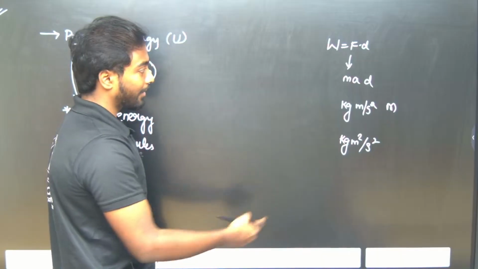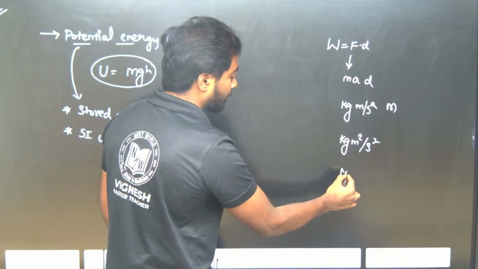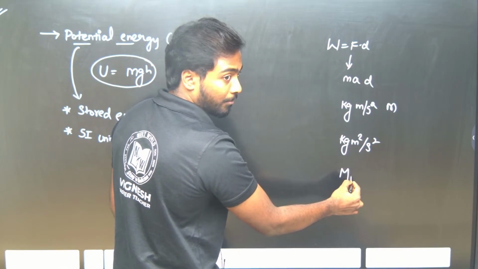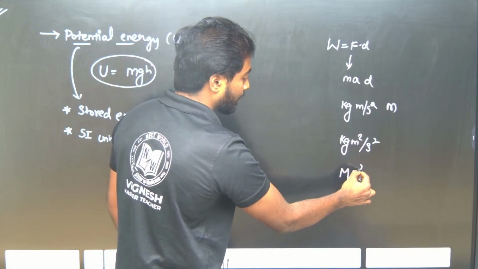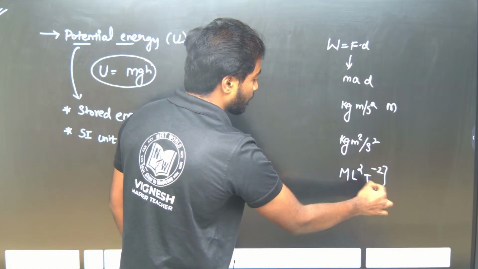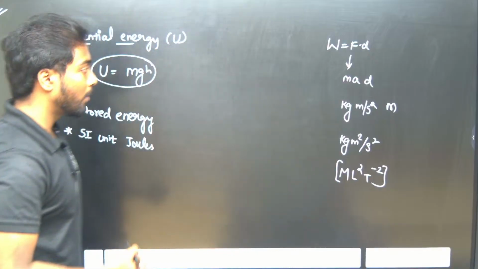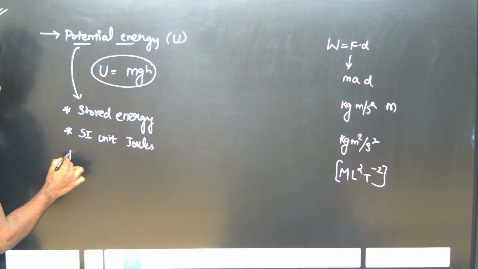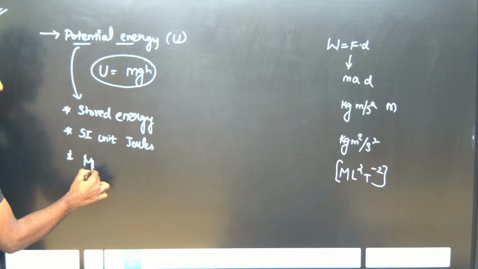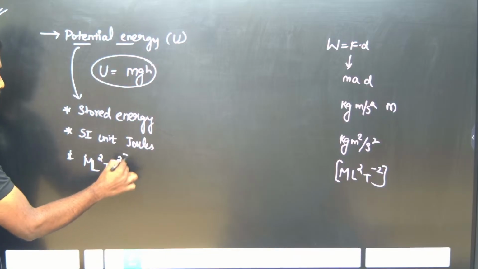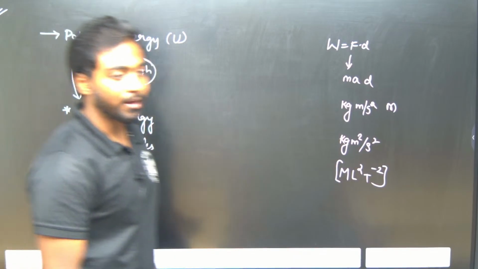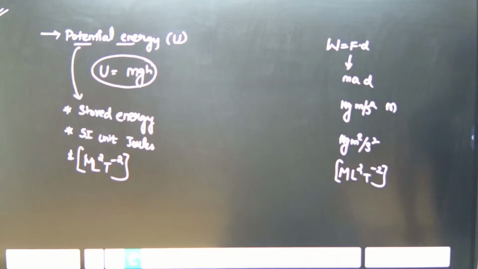Now I can write this in terms of dimensions: kg is mass, and m is length, so length square, and this is t power minus 2. So this is the dimensional formula for work. The same dimensional formula holds for energy also: M L square T power minus 2, in square brackets.